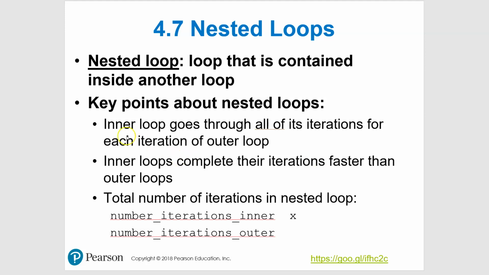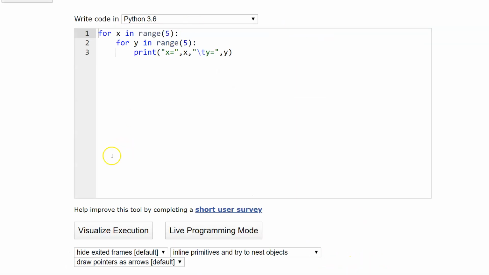Before we even get into all the little rules, I want to show you this code. So let's take a look. If I come over here, we have two loops, and you can see that on line 2, this loop is part of this loop. So this is a nested loop, okay?